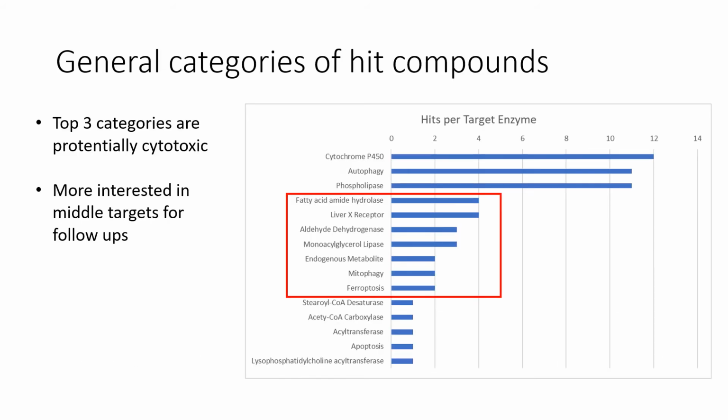This graph shows the distribution of the enzymes targeted by hit compounds. The top 3 categories, cytochrome P450, autophagy, and phospholipase inhibitors, are representative of the overall distribution of the library. In addition, we believe that they may potentially be cytotoxic because they produced such a negative effect on proliferation. Therefore, we are most focused on the middle range targets for follow-up.